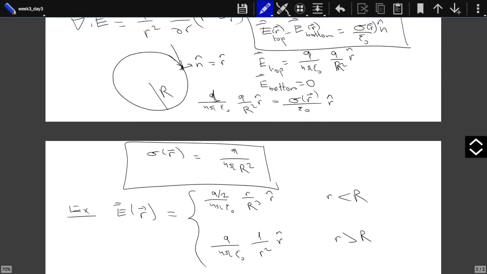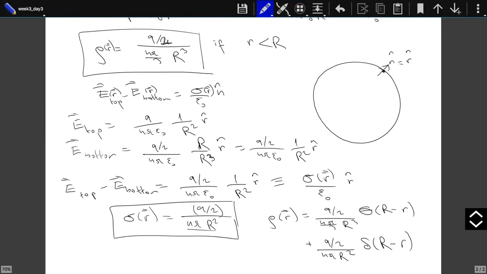Because the electric field at the bottom, as your friend pointed out, this is the electric field at the bottom of my surface. It is small r over r cubed. But on the surface, small r is equal to capital R. So they cancel, and I am left with 1 over r squared.